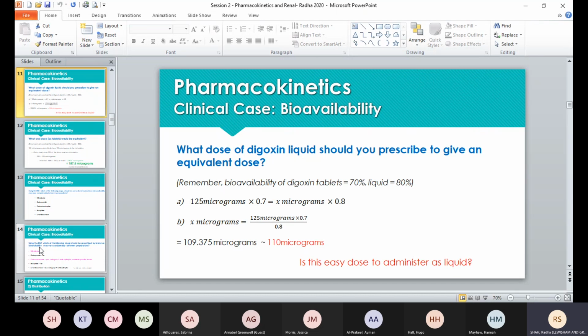70%. So you would do the 125 micrograms times by 0.7, and then we have an X, which is the strength, the dose that we're looking for. Then you times that by 0.8 because the bioavailability is 80%, and therefore these two should be equivalent. So then to find out the X, we would do 125 times by 0.7 divided by 0.8, which equals 109.375 micrograms, which obviously we wouldn't really give in practice, so it would be 110 micrograms as the liquid.